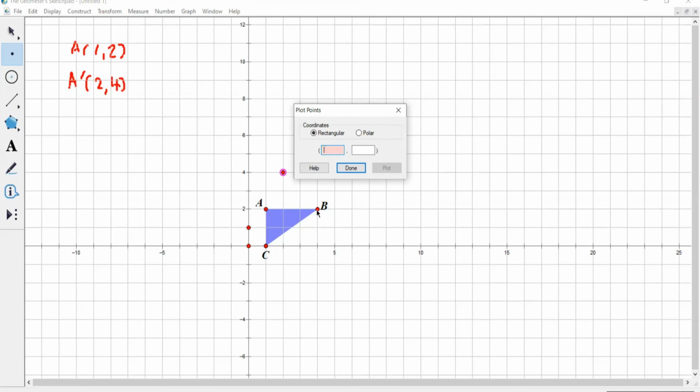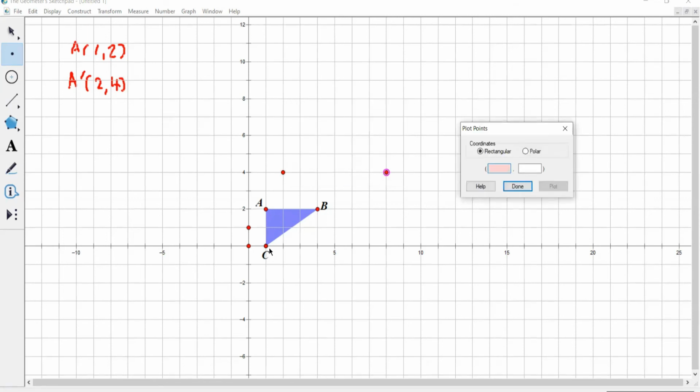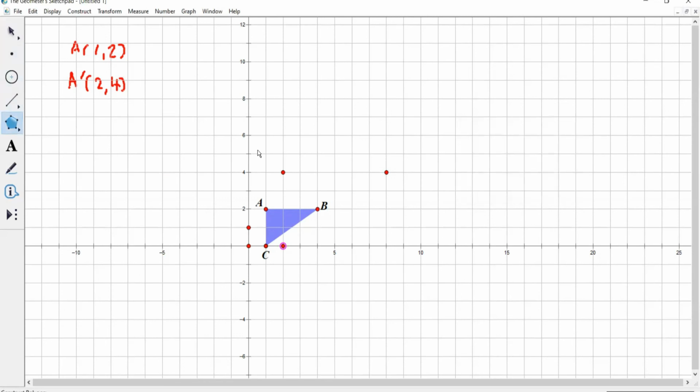Now that this is A prime, B prime is going to be multiply B by 2. B was (4, 2). 2 times 4 is 8. And then the y value is 2, 2 times 2 is 4. So that's going to be B prime. Then C prime: C is (1, 0). So you multiply 1 times 2 to get 2, and then 0 times 2 to get 0. That is how you get C prime. We're done. All we need to do now is construct the triangle. That's literally it.